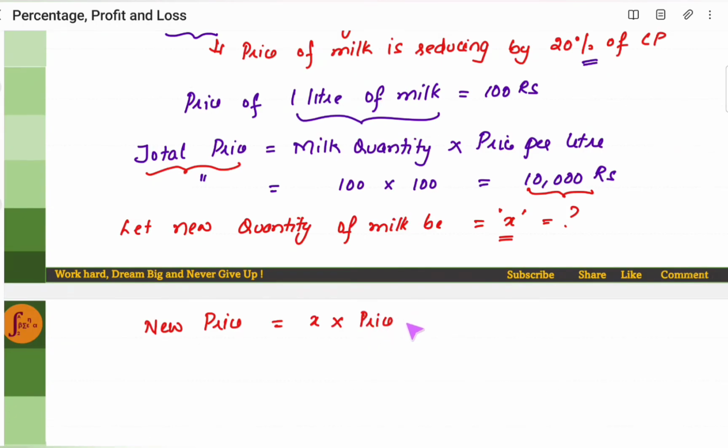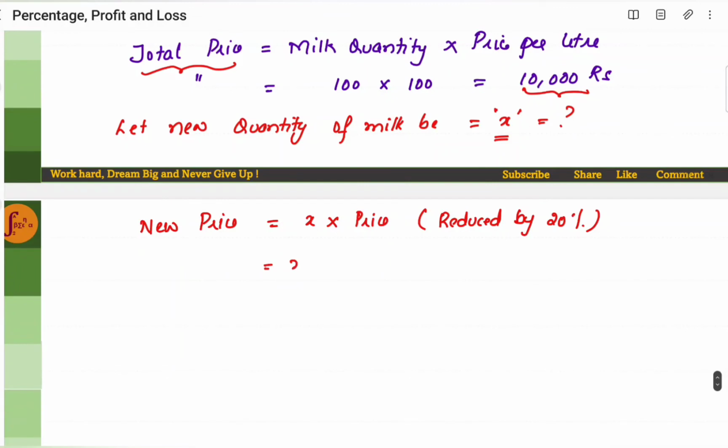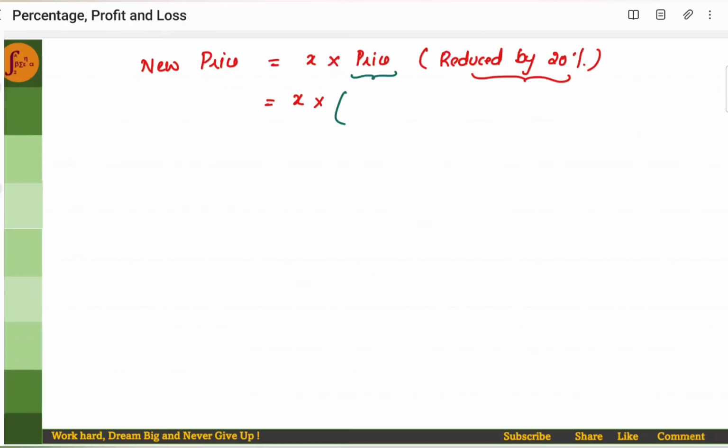Would it be 100 rupees? No, because it is reduced. The price is reduced by 20%, which means it is X into the price reduced by 20%. The original price is 100 rupees, and from this it has reduced by 20%. 20% is 20 by 100, 20% of 100. So from 100, it has got reduced by 20%. That's why it is subtraction.